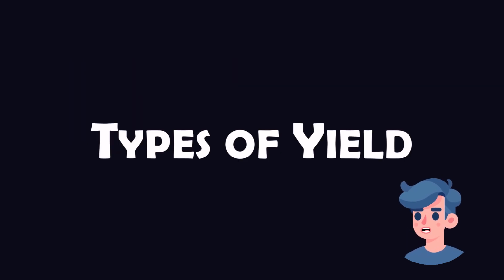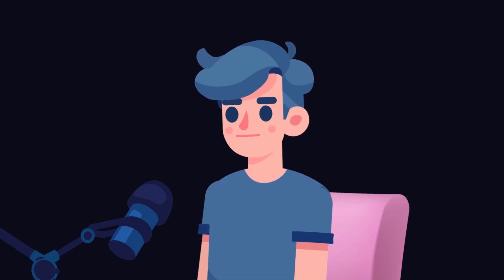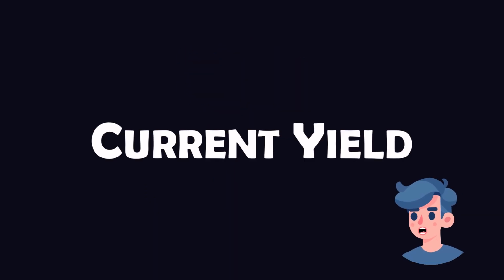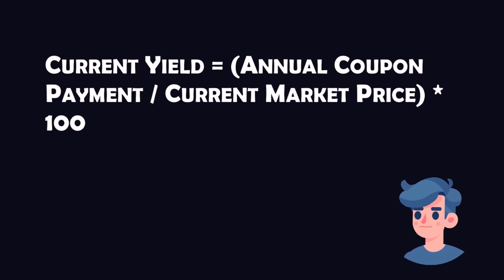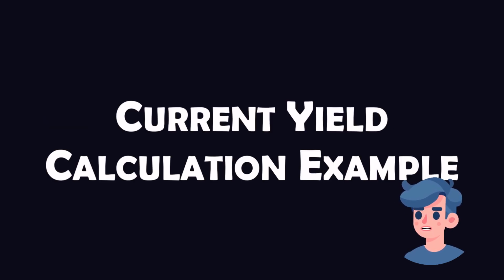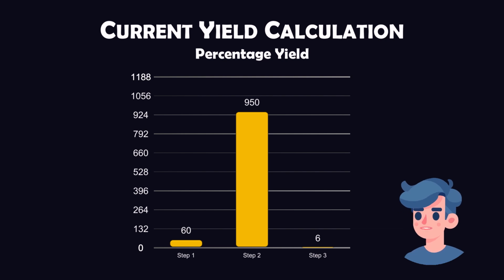Now let's delve deeper into the two primary types of yield: current yield and yield to maturity, YTM. Current yield is the annual income, interest, or dividends divided by the current price of the security. For simplicity's sake, let's consider a bond with a face value of $1,000, an annual coupon payment of $60, and a current market price of $950. Using our example, the current yield would be 60/950 * 100 = 6.32%.